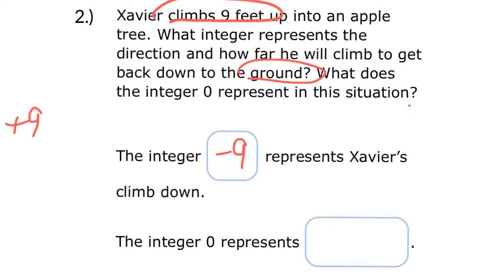So far you should have written climbs 9 feet, ground question mark. Now you're going to write this answer sentence. The integer, which is a positive or negative number, -9 represents his climb down. The integer 0 represents, I hope you said the ground, good job. So if he goes up 9, he has to come down 9 to be back on the ground.